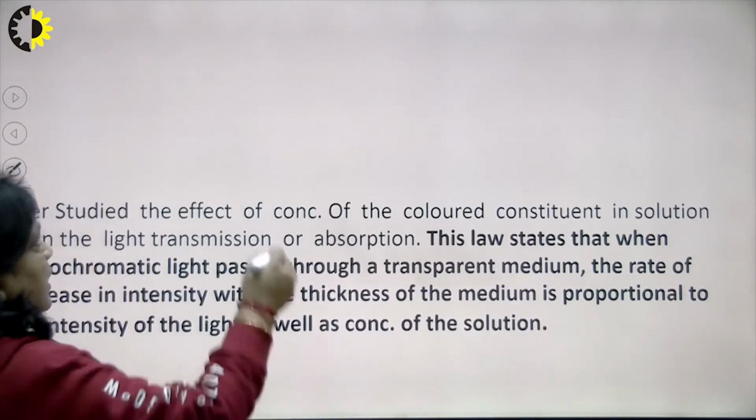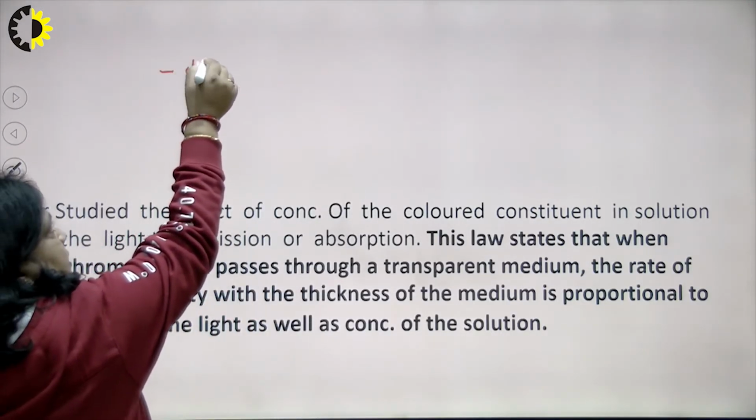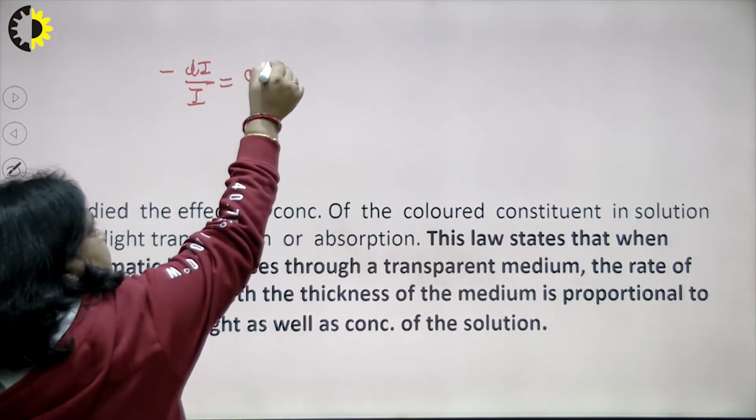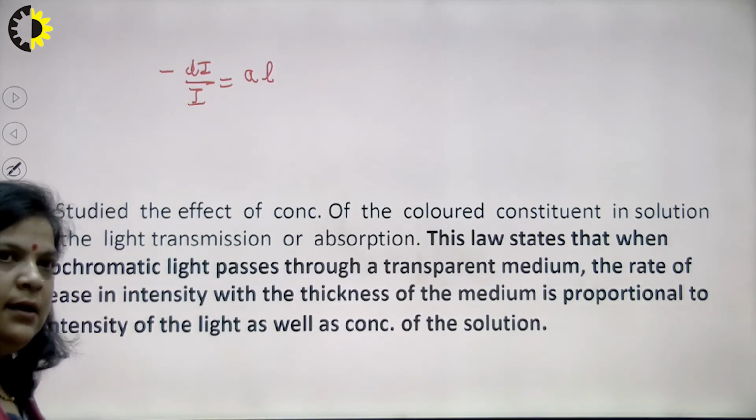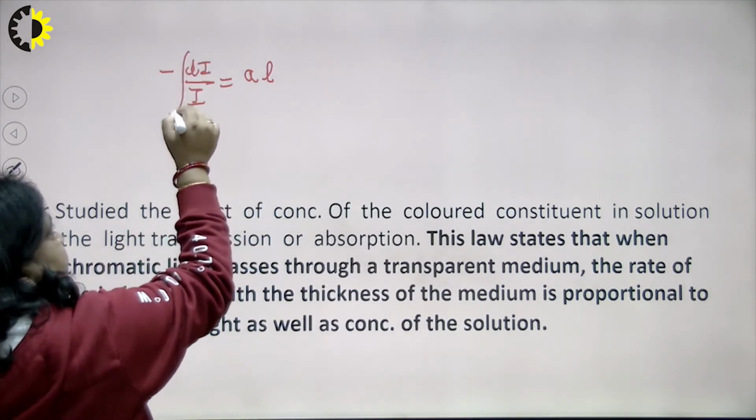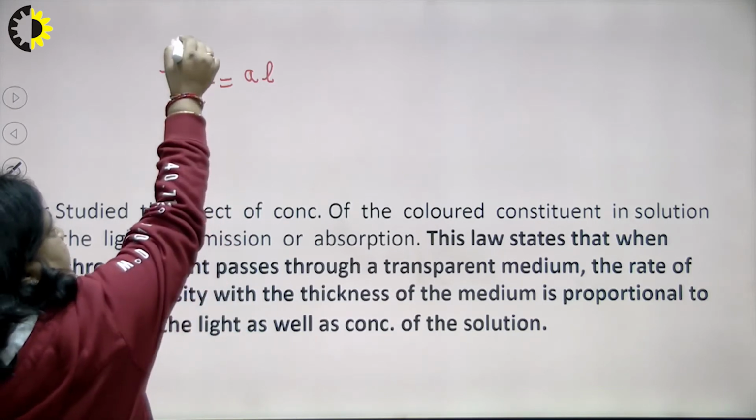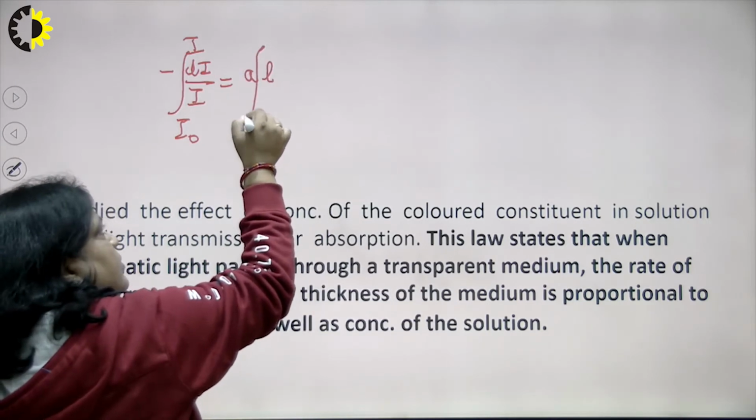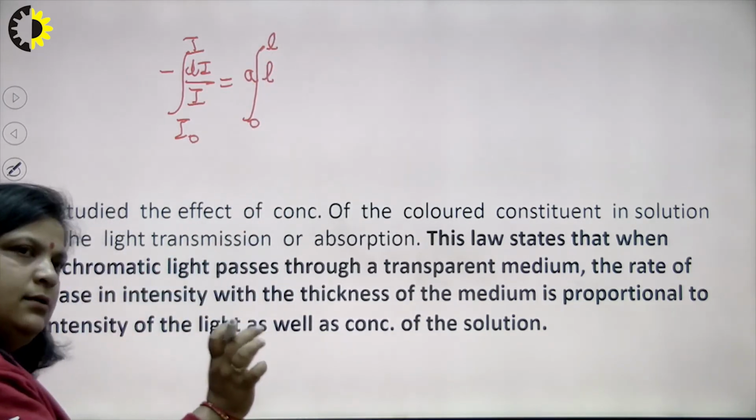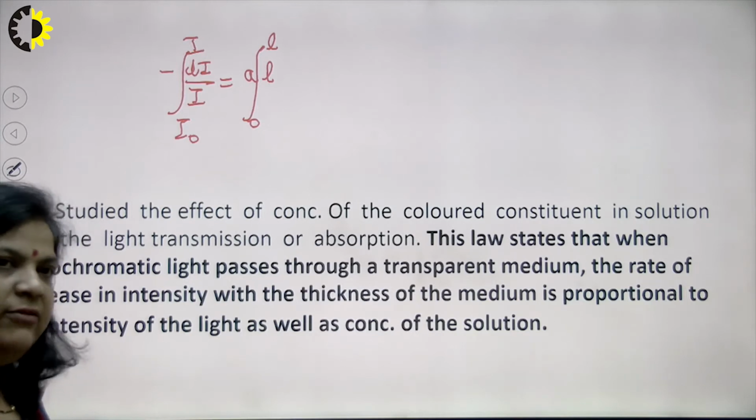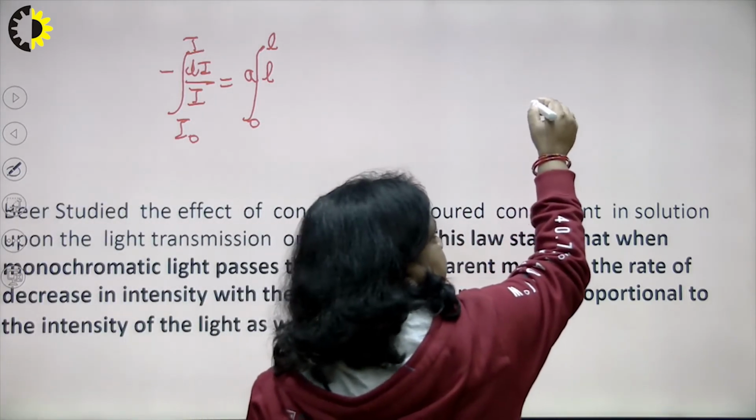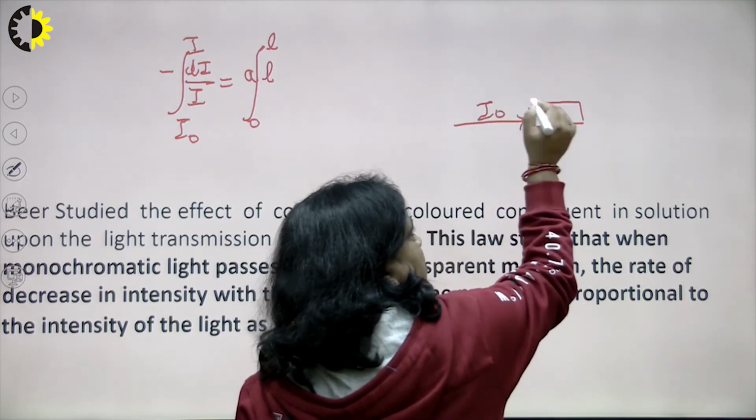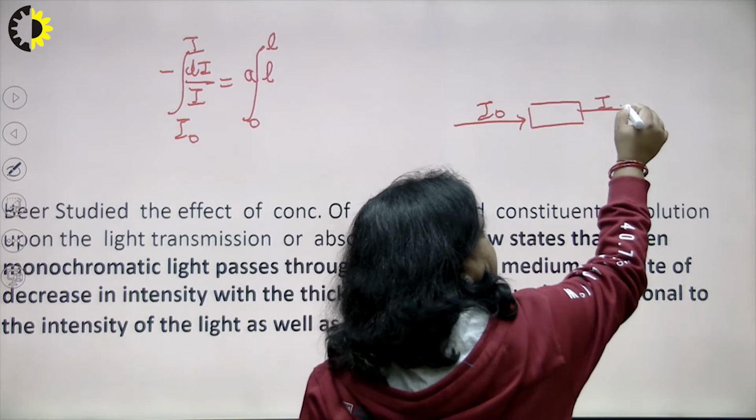So minus dI by I is equal to any constant times the path length dL. Let the initial intensity of light be I naught, and after passing through the medium its intensity is I. Initially the length is 0, and after passing through the medium it covers the length L. Suppose we pass the light with intensity I naught, and after passing through the medium its intensity becomes I.